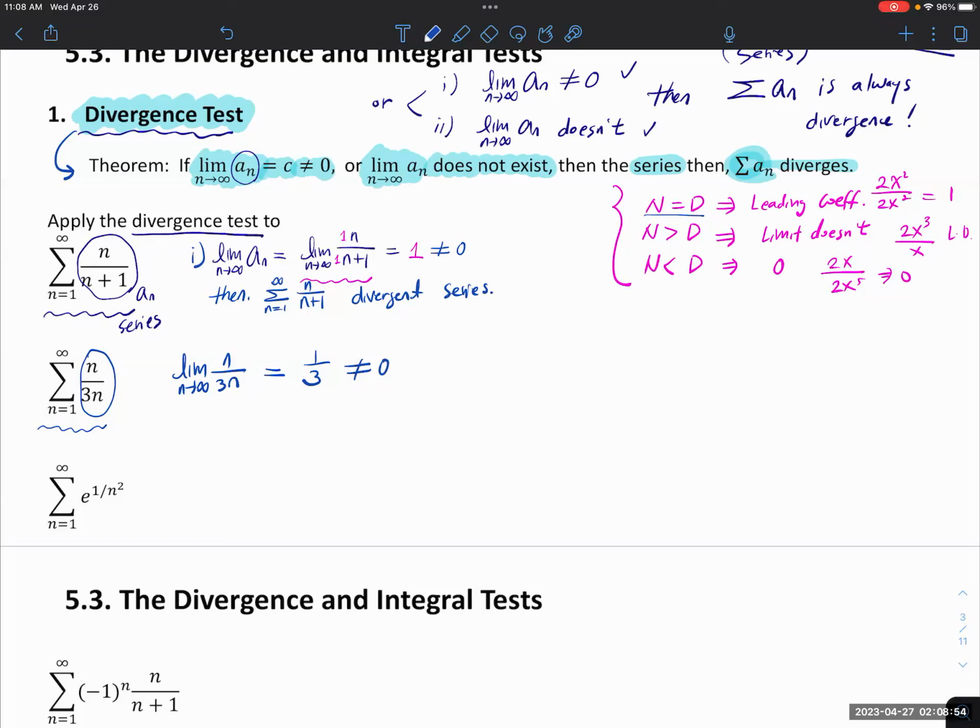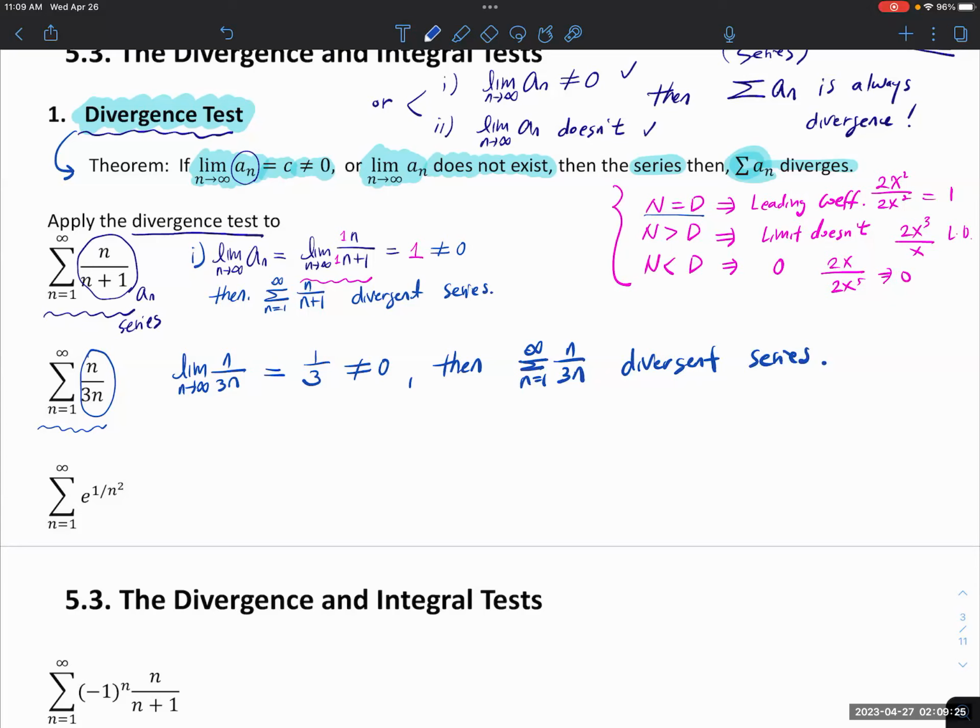So the terms are getting larger and larger: 1 over 3, plus the next one, 1 over 3, plus 1 over 3. Unless the limit is 0, it's not going to be convergent by this test, and it's getting larger. So we check the condition. Then this series is a divergent series. So obvious. Are you guys okay with that?